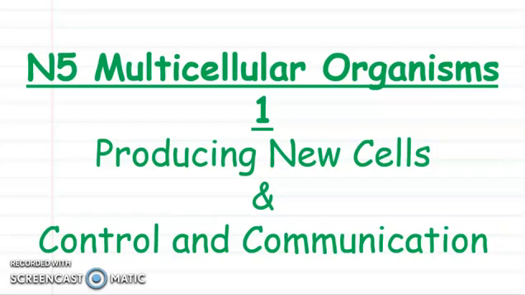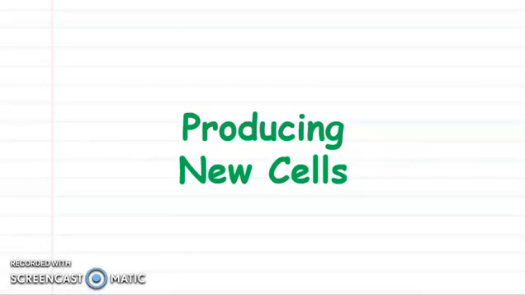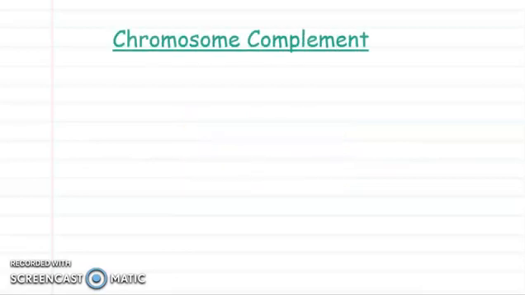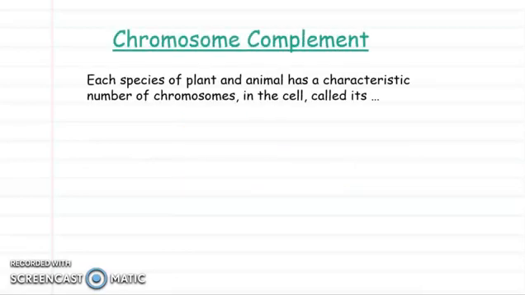National 5 Biology, Multicellular Organisms. Number 1: Producing new cells, and control and communication. Producing new cells. Chromosome complement in our cells.